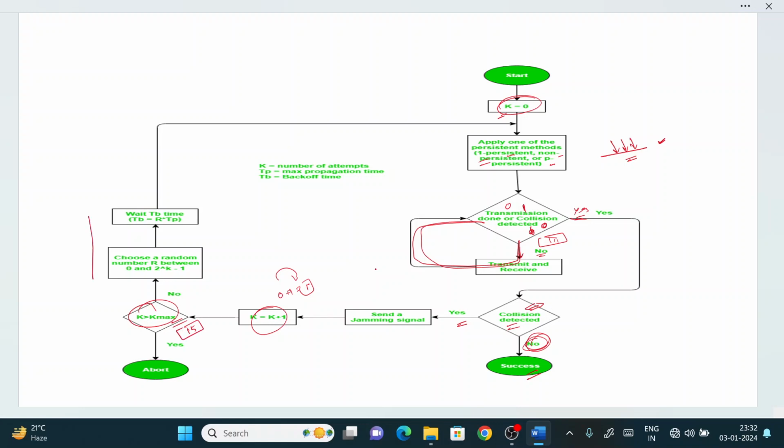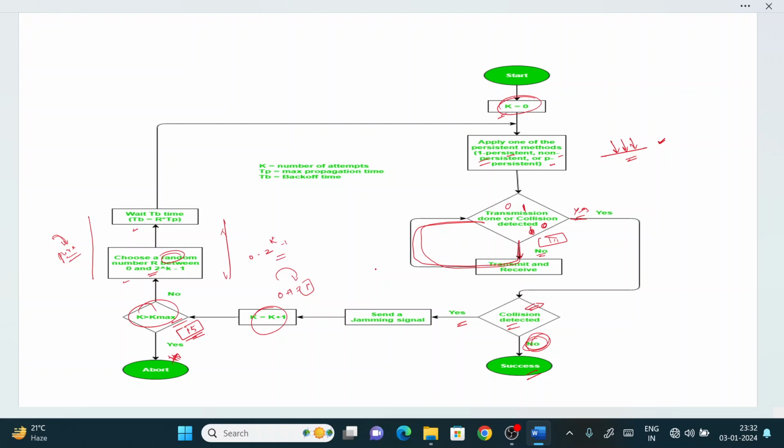If you don't understand these things, please watch the pure Aloha protocol video. There I have explained in detail why the random time is required and the requirement of backoff time, everything clearly. So please watch that video if you don't understand these things. Now if k reaches greater than 15, we need to stop the operation and abort. If not, we can try one more attempt. For that attempt, we need to take a random number, a binary exponential value in the range 0 to 2 power k minus 1.